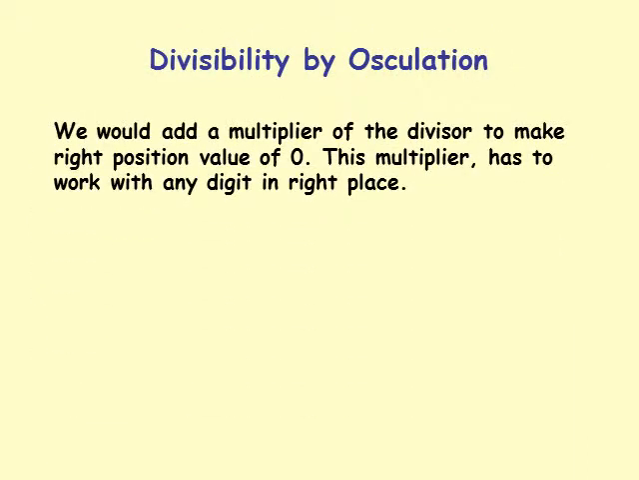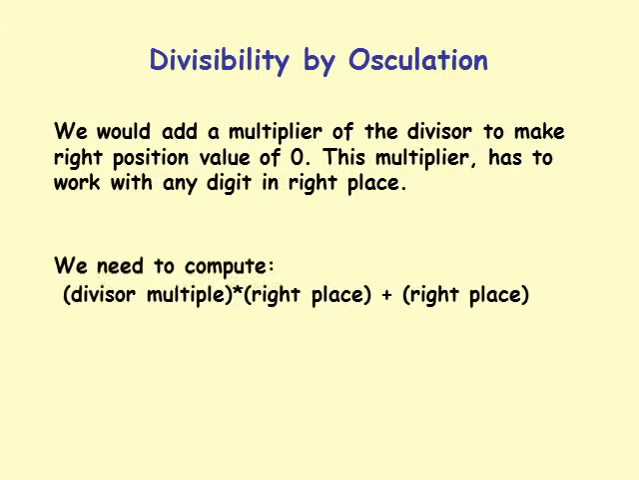Let's look at what divisibility by osculation is. Let's continue here. We would be adding a multiple of the divisor to make the right place value 0. This multiplier has to work with any digit in the right place. Let's see what we are trying to do here.